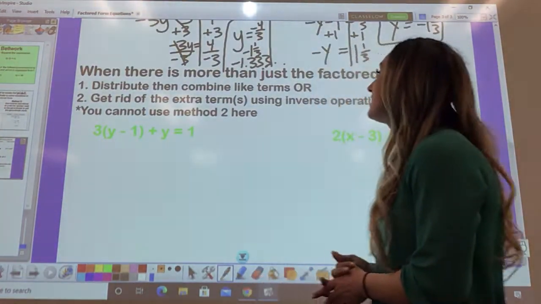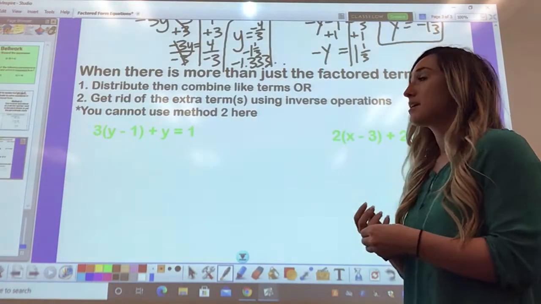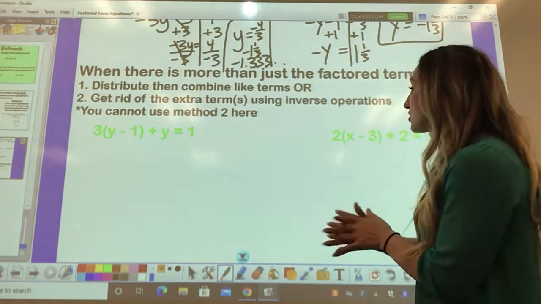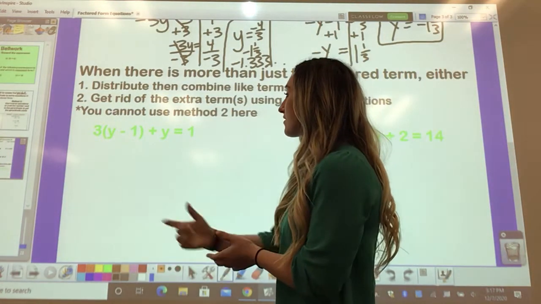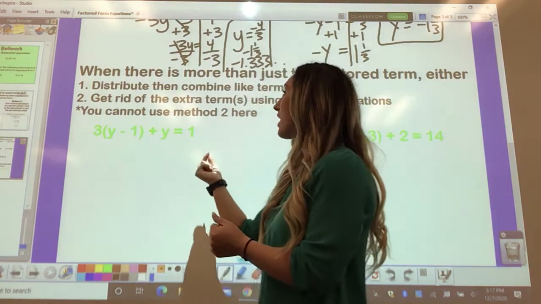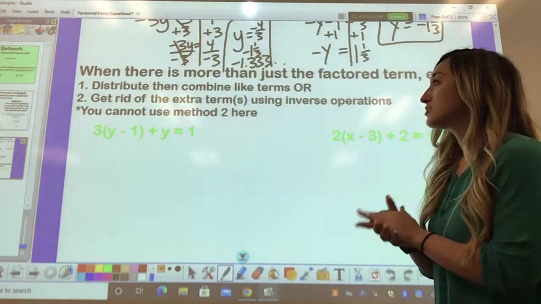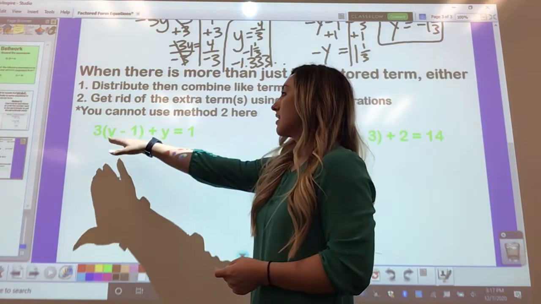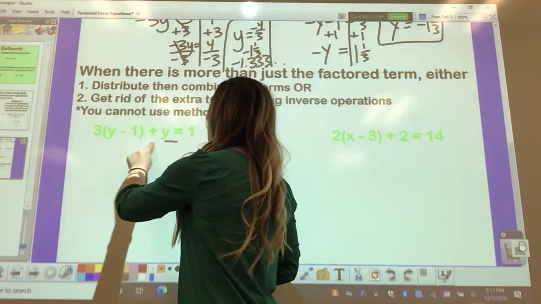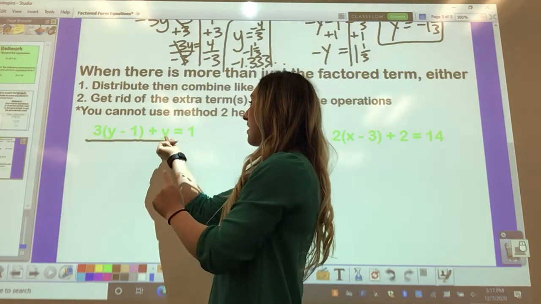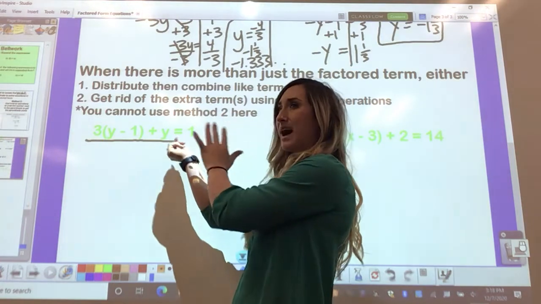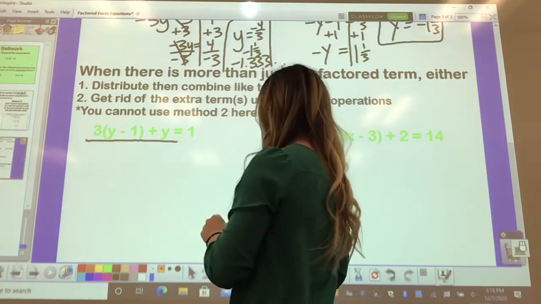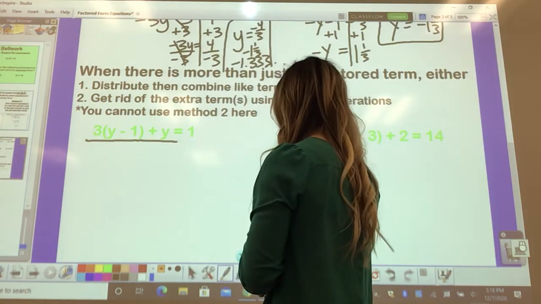And then lastly, there's going to be some equations that go even further than that. So if there's more than just the factored term in the equation, for example, here we have this extra plus y, you have to use the distributive property method. You have to use method 1 because if you use method 2, you have to divide this whole side by 3, and that means you'd have to also have y divided by 3, and then that gets really confusing. So we do have to use method 1 for that reason.